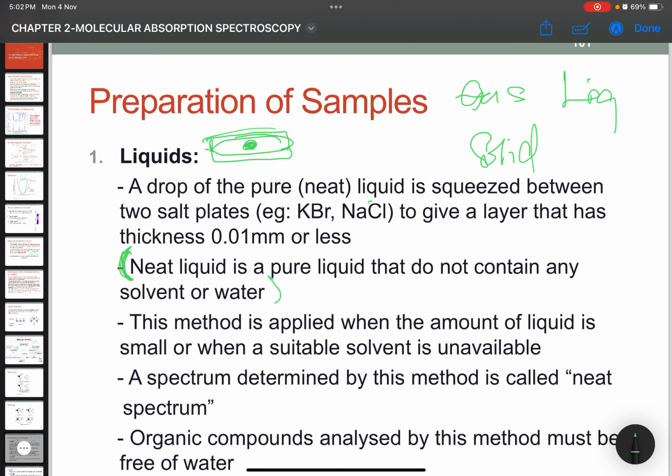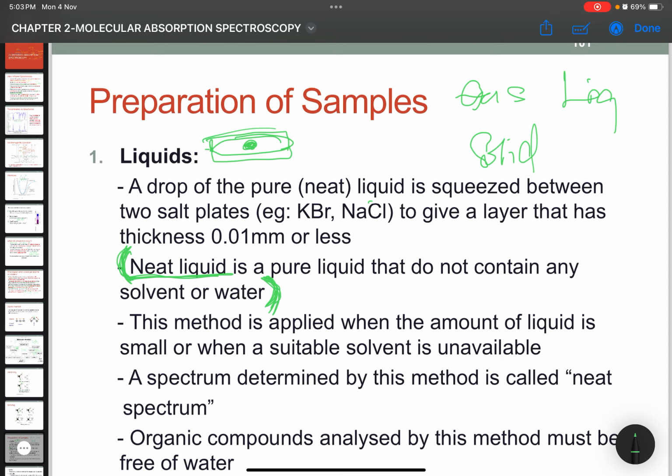Okay, this is the concept that you need to understand in this subtopic, preparation of liquid sample. Neat liquid. What does it mean by neat? Neat liquid means it is a pure liquid. For example, kita tak campur dengan air ataupun dengan apa-apa solvent. Macam contoh madu. Madu is considered as a neat liquid, because it is only honey, unless if we mix with water, that will become solution. So that is neat liquid.